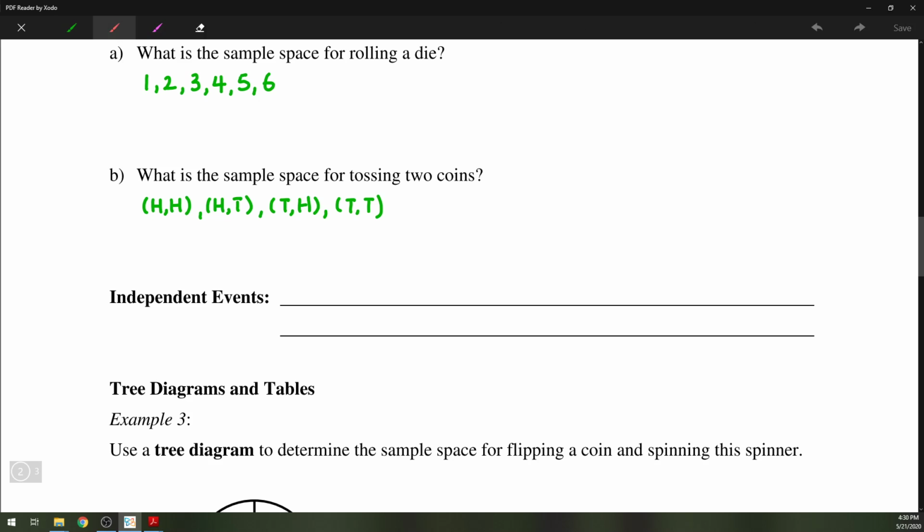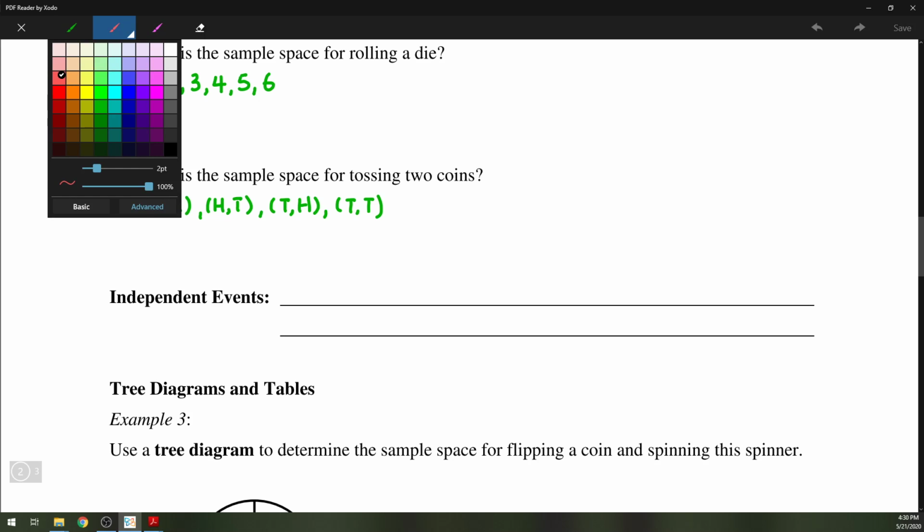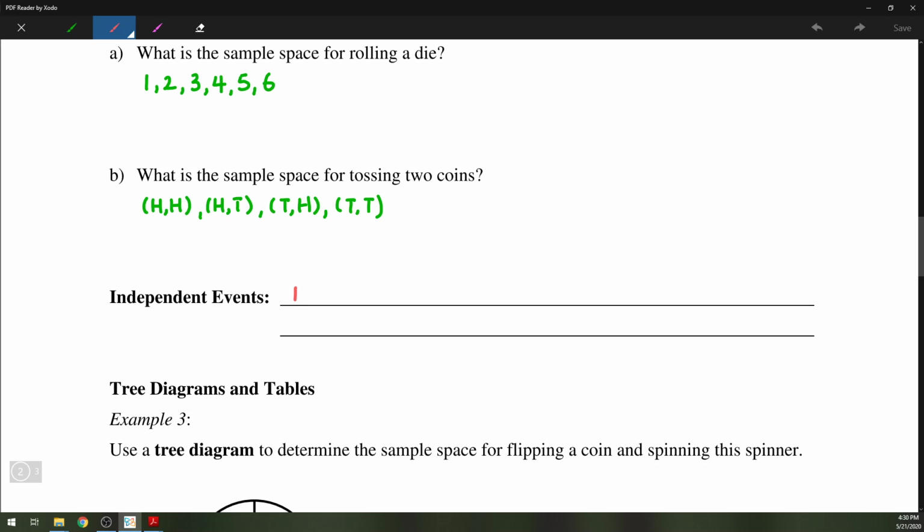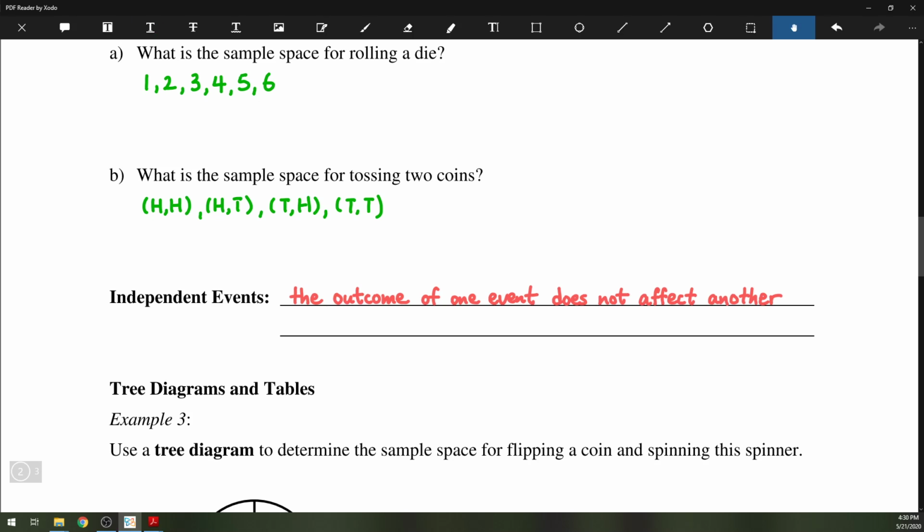Next one, independent events, a very important concept in the study of probability. These are events where the outcome of one event does not affect another. Okay, so for example, you can flip a coin, and then if you flip the same coin again, the outcome of the first flip is not going to affect what the second one is going to be.